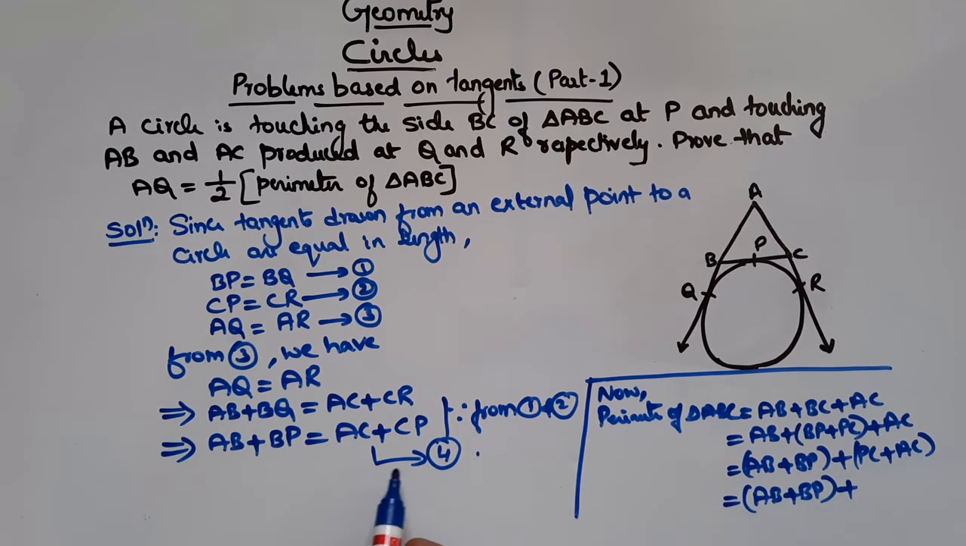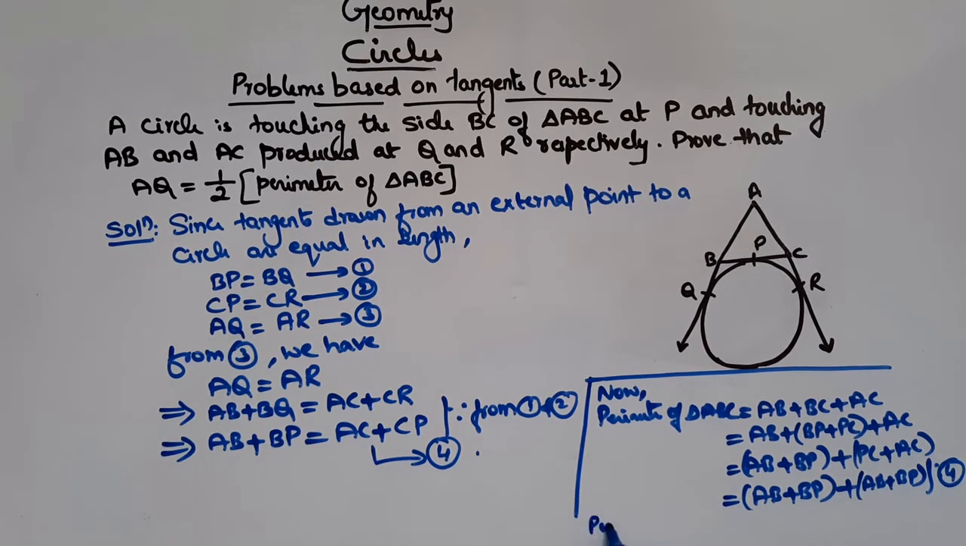So now if you see equation 4, we have PC plus AC is equal to AB plus BP. So we can replace this by AB plus BP, right? So AB plus BP, since from equation 4. So now here we have perimeter of triangle ABC is equal to AB plus BP plus AB plus BP. So this is 2 times AB plus BP, right? So we can write 2 into AB plus BP.